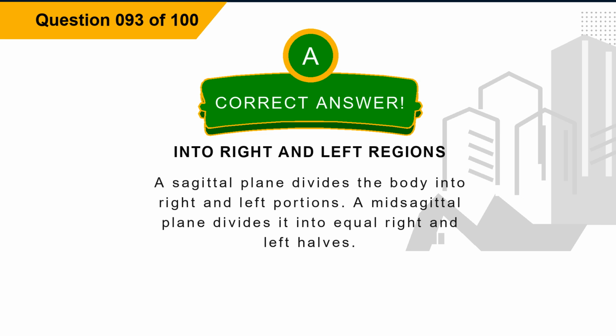The correct answer is option A. Into right and left regions. Explanation. A sagittal plane divides the body into right and left portions. A mid-sagittal plane divides it into equal right and left halves.